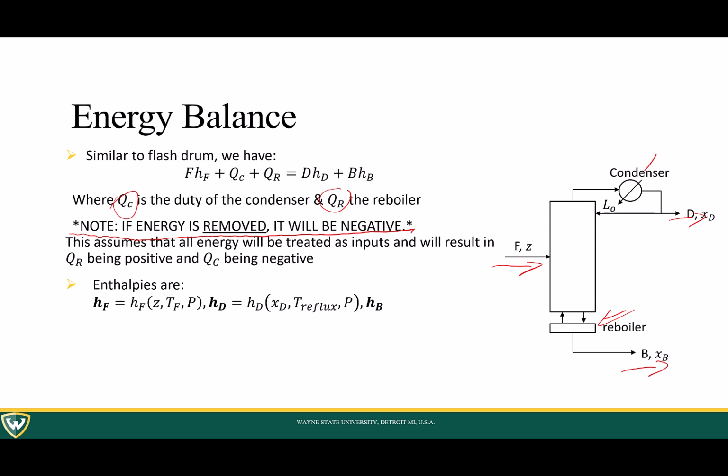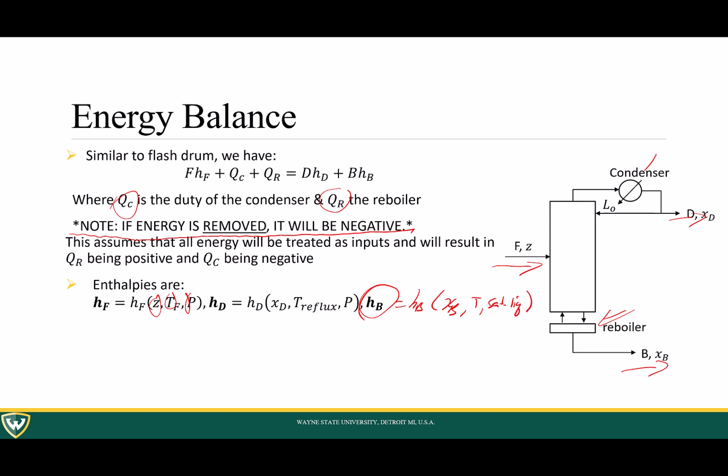Enthalpies are functions of your Z compositions, temperatures, and pressures. Okay? Oh, I did not write this in. But essentially, it's going to be the exact same. Your HB is going to be equal to little hb, which is a function of xb. And it's going to be at your temperature, and it's going to be a saturated liquid.